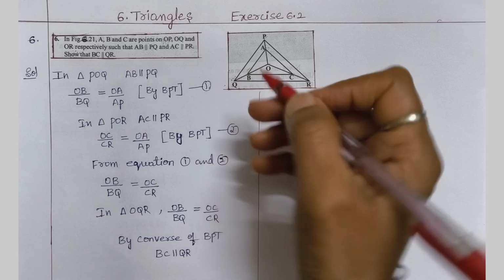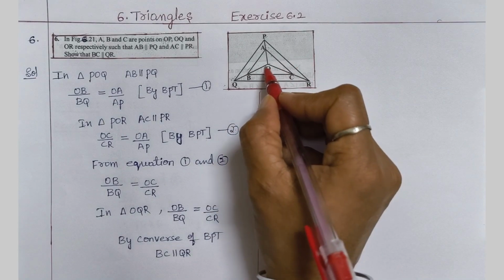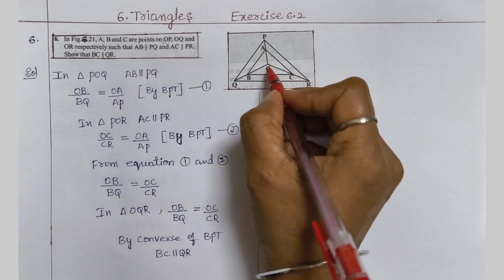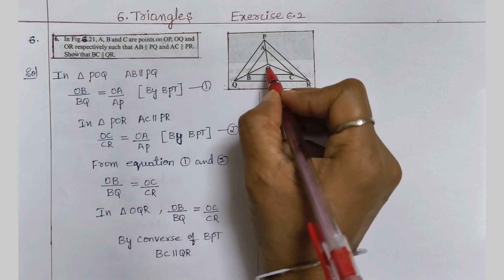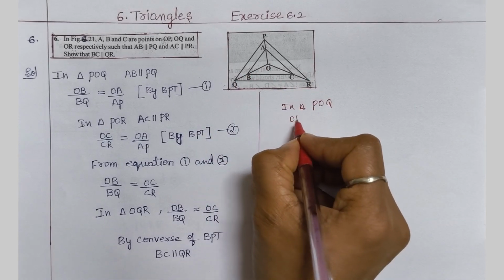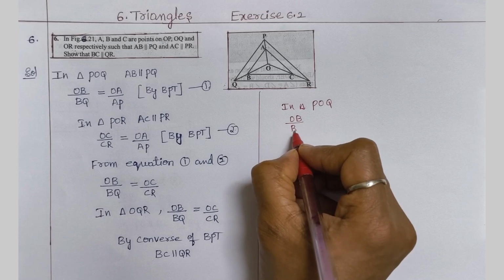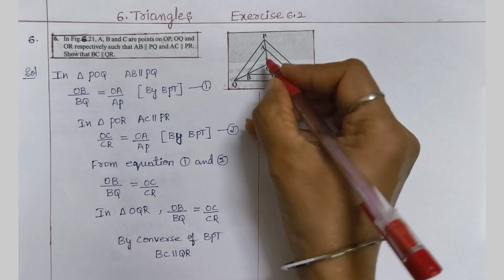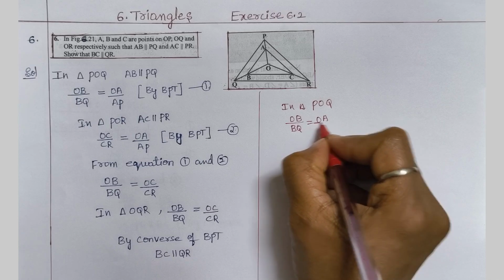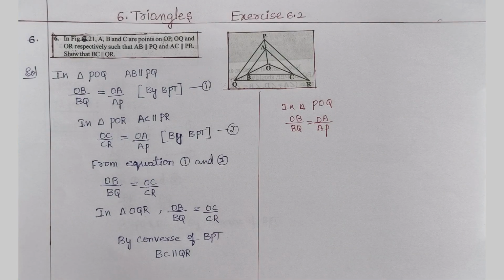These two are parallel means the remaining two sides are proportional. Two sides proportional means, this side parallel, so this side proportional. Proportional means what we will write? OB by BQ. See here, I am writing OB by BQ equal to OA by AP. Okay, this is the first point over.